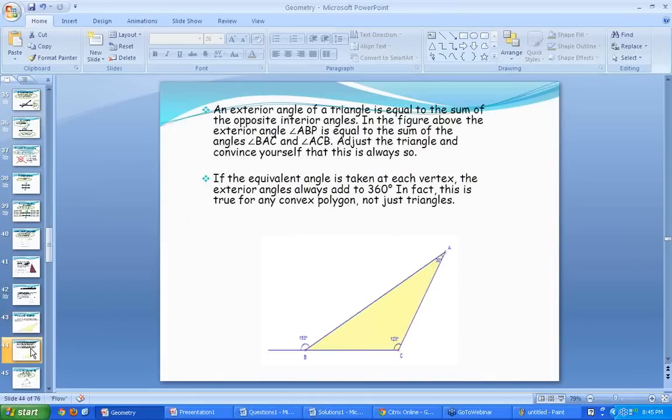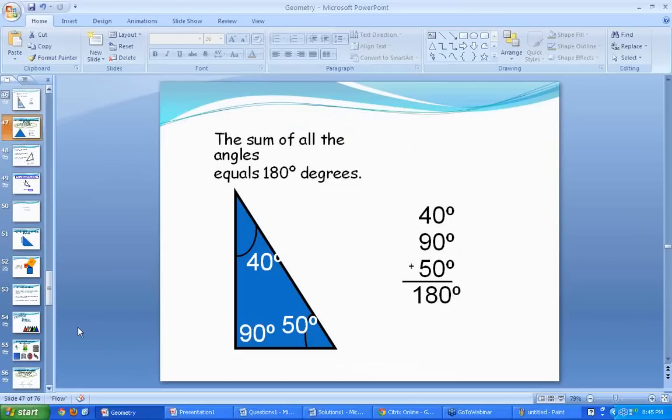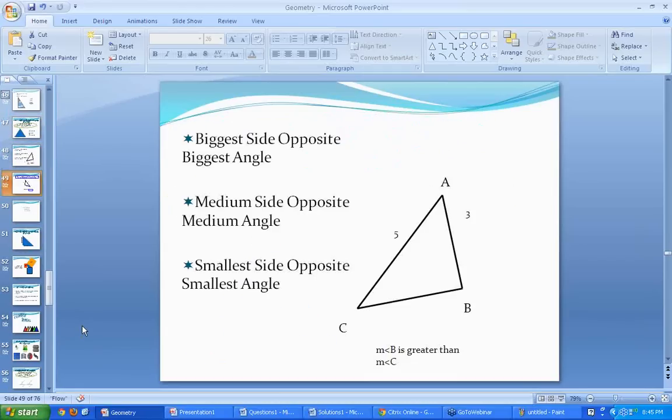Coming to this, it is again the same thing. The sum of the angles of a triangle is 180 degrees. These are just the basics. The rest of these I have already told you.